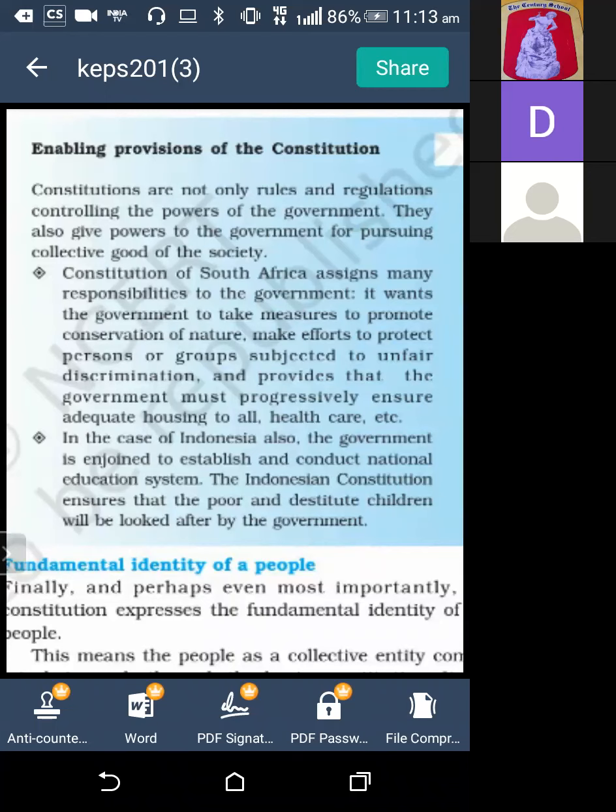In the case of Indonesia also, the government is enjoined to establish and conduct a national education system. The Indonesian constitution ensures that the poor and destitute children will be looked after by the government. What do you mean by destitute children? Earlier we were in South Africa. Now we are talking about Indonesia. Now the Indonesian government also says that destitute children. What do you mean by destitute children?